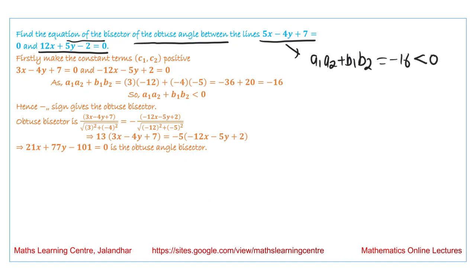So we are saying over here that a negative sign gives the obtuse angle. The negative sign gives the obtuse angle.